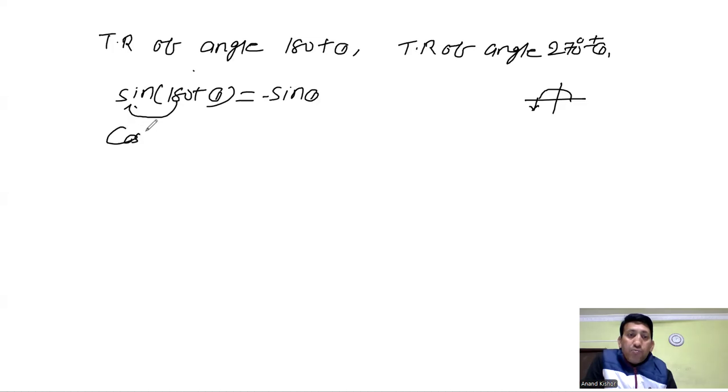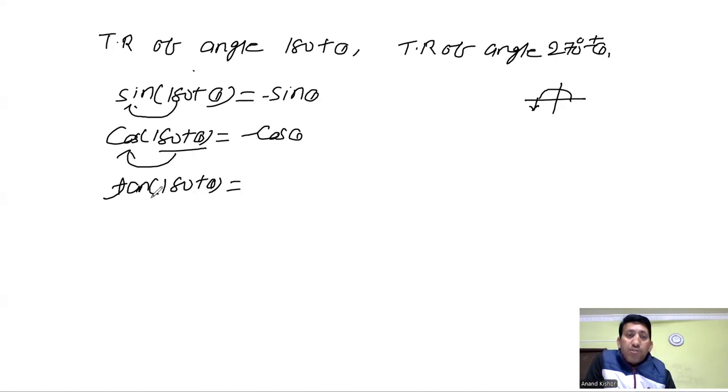Similarly, cos 180 plus theta. What will be cos 180 plus theta? Also minus cos theta, because the ratio remains the same, since this is not 90, not 270, and in the third quadrant cos is negative. Then again tan 180 plus theta. Now see about tan. Tan 180 plus theta: the same ratio will be there, tan theta. It is the third quadrant, and in the third quadrant tan is positive, so positive tan theta.